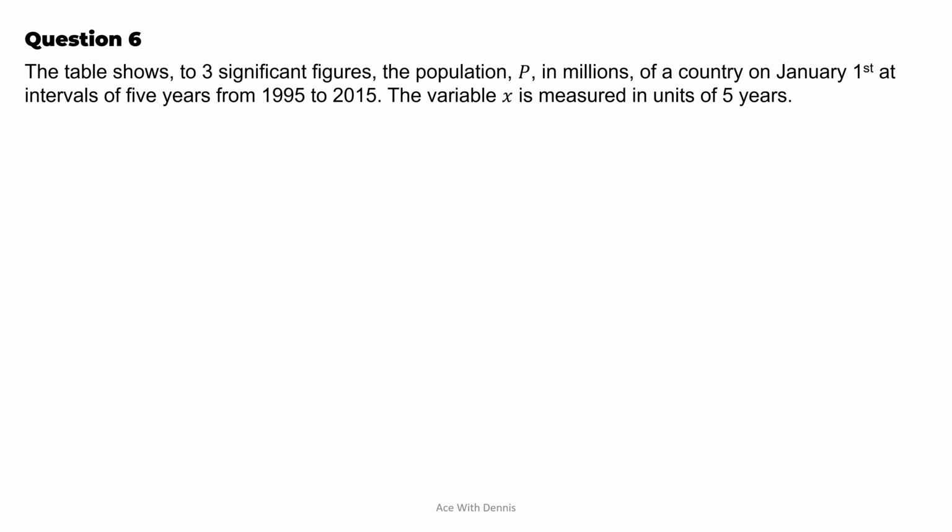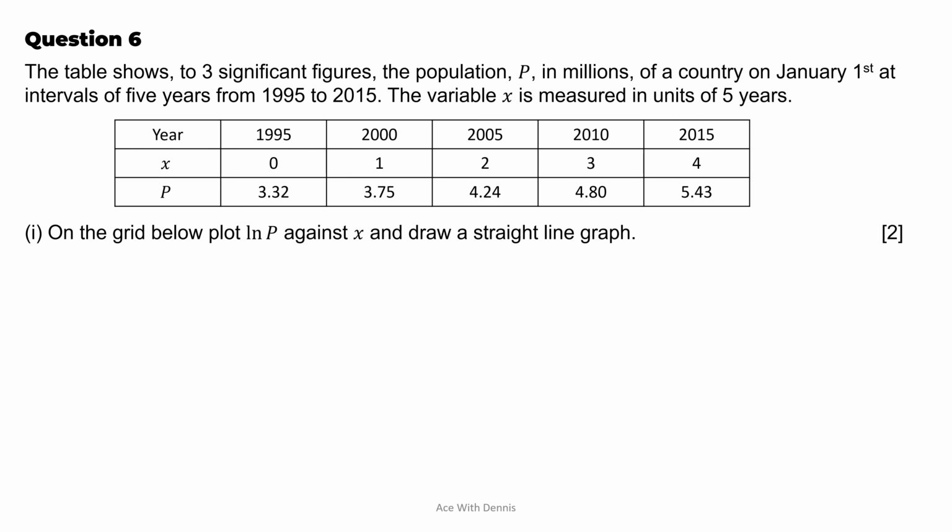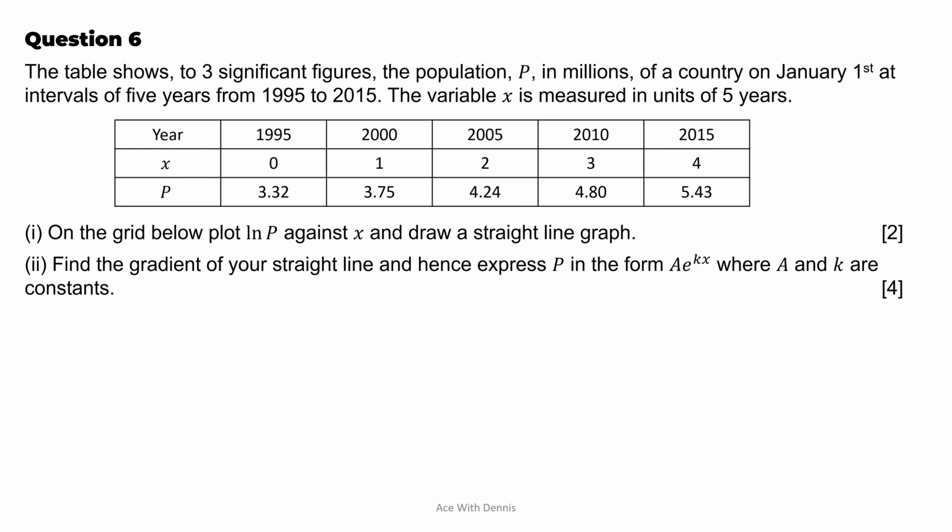Question 6. The table shows, to three significant figures, the population P in millions of a country on January 1st at intervals of 5 years from 1995 to 2015. The variable x is measured in units of 5 years. So here is the table. 1. On the grid below, plot ln P against x and draw a straight line graph. 2 marks. I will show you the grid later in the next slide.